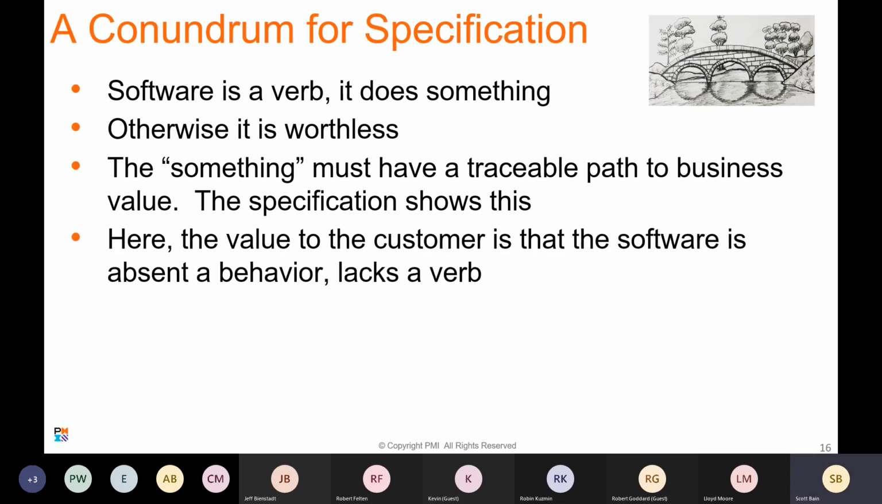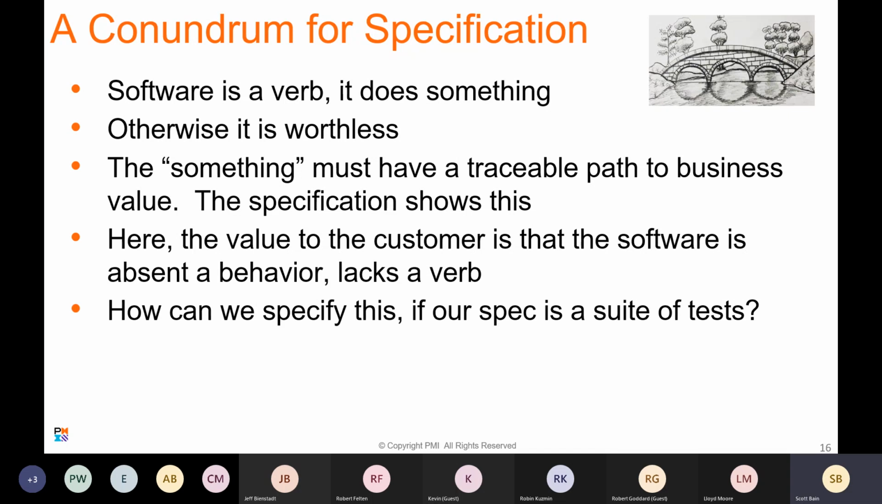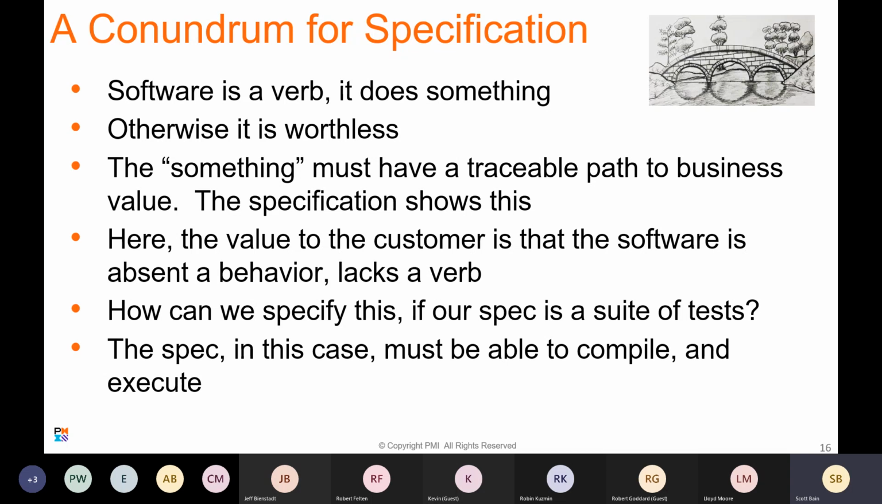But the value here, the business value, is the transactional integrity or security or whatever it is that the customer wants and will have if the set behavior is absent, not present. How can a test show this? How can it show that a method does not exist? If it tries to call the method, it won't compile and therefore cannot execute. It has to be able to do both to be part of the test suite and therefore part of our executable specification.